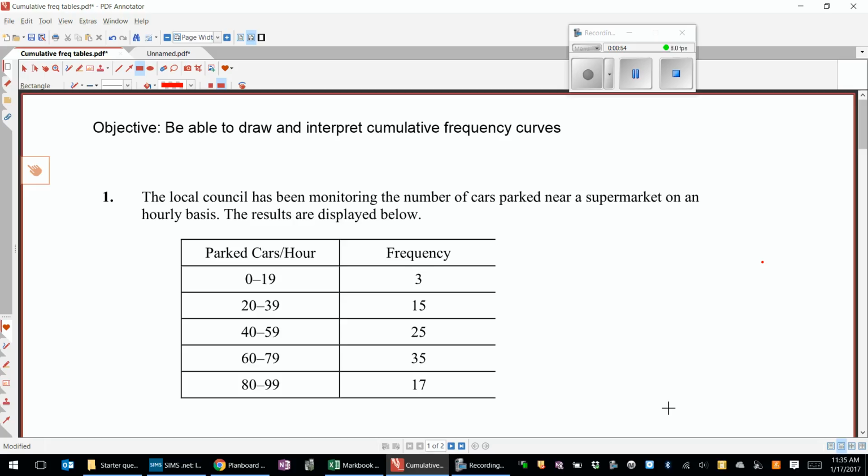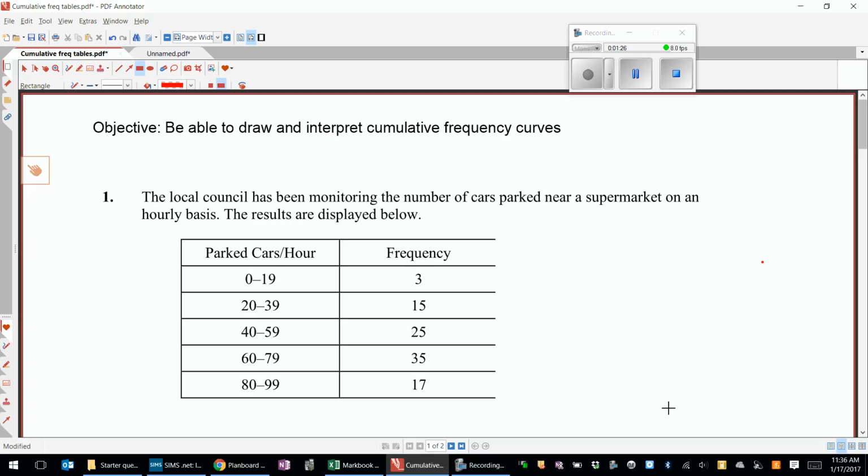What does it suggest? You can interpret it any way you want. What can you read from just that table, that part of it? 3 people parked between 0 to 19. There were 3 cars parked between 0 to 19. Okay. So you think there are 3 cars parked between 0 and 19 hours?